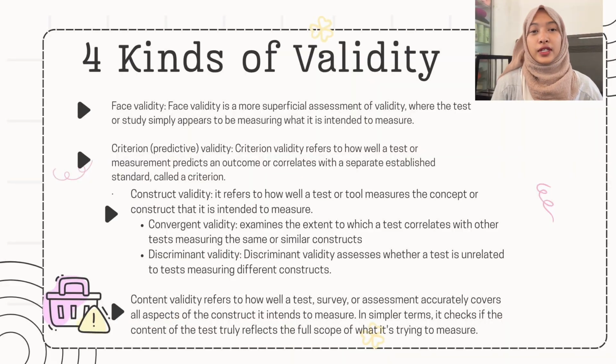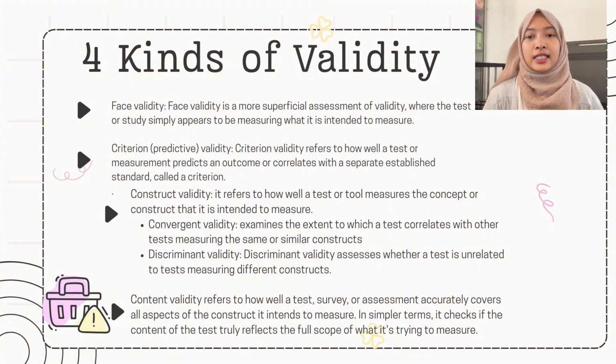So, from the explanation, we already know that validity refers to the accuracy of measure, whether the results do really represent what they are supposed to measure. But wait, we still have 4 types of validity. What are they? Let's take a look. First is face validity. Face validity is a more superficial assessment where the test or study simply appears to measure what it is intended to measure. For example, if you want to give your students a maths test, then you want to measure their math scores, then you give them addition or subtraction problems.